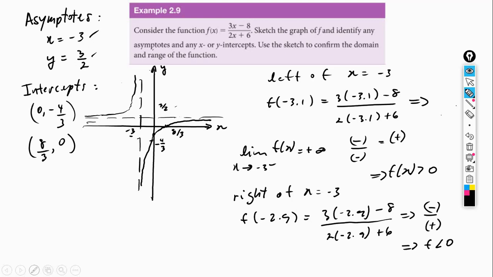In formal language, we would say what is the limit of f of x as x approaches -3 from the right? We would say that it is -infinity. In other words, we say the graph falls. In the other case, we would say that the graph rises. So yeah, it's true: the graph falls as you approach -3 from the right, as we can see here. So now we're going to go to the GDC and verify these results.